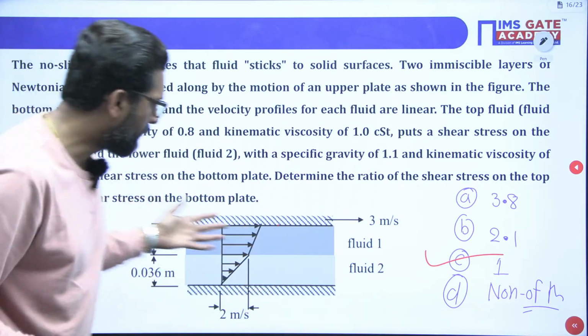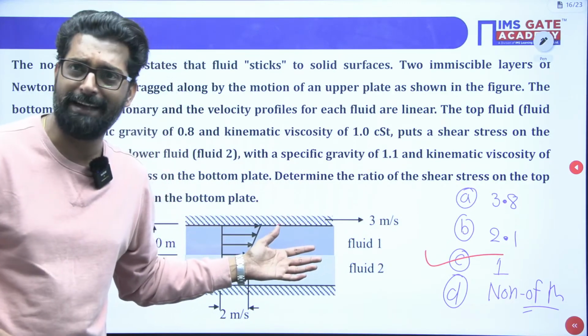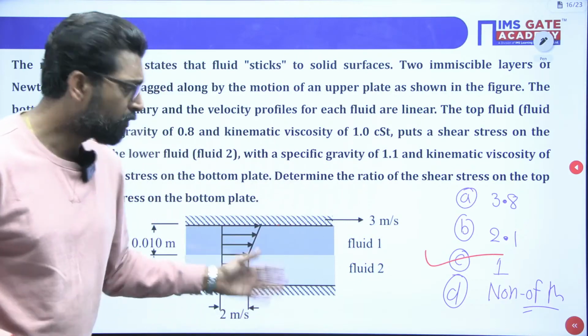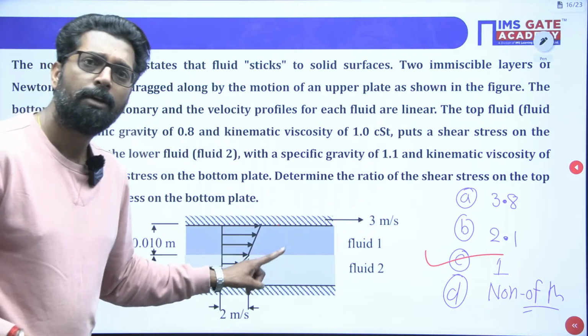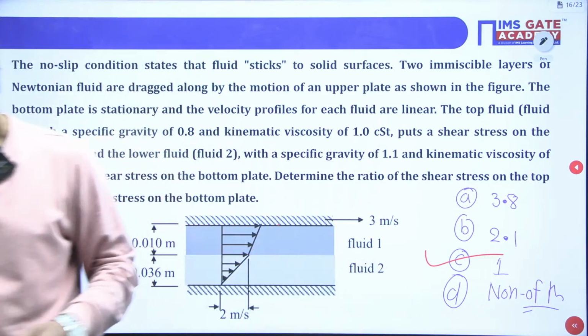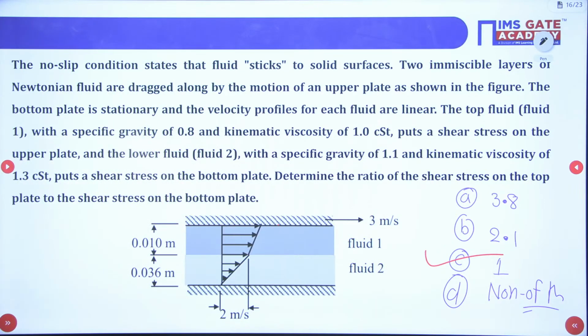This is the category of a Couette flow with no pressure gradient. The shear stress is constant. So the shear stress on the top and the shear stress on the bottom is the same. So the ratio is 1. Clear? Clear, my dear? This is clear now?